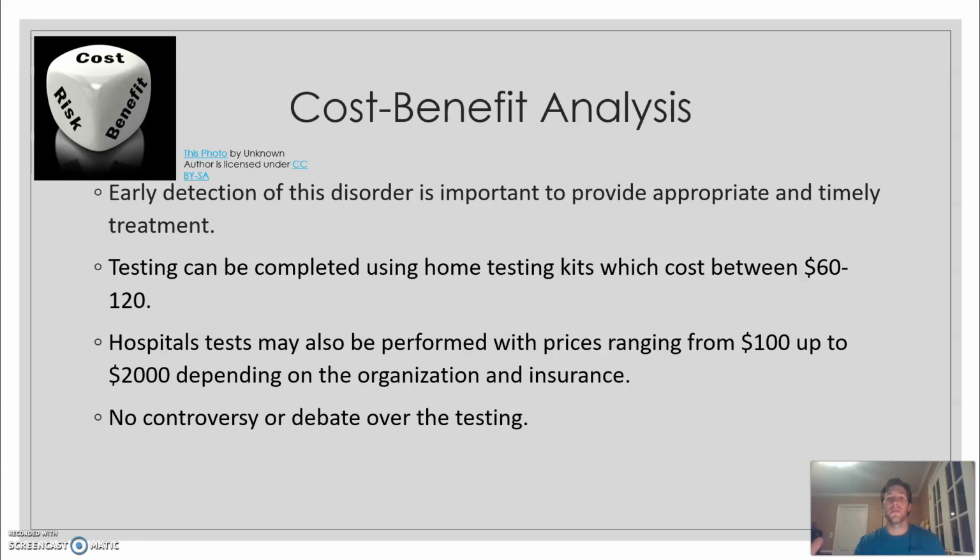So, what's the cost-benefit analysis here? We always want to know. It's pretty important. Obviously, it's mandated, but it's important to have early detection of this so that we know and can provide appropriate treatment for the individual. Those at-home tests can be sent off, and they cost between $60 and $120, relatively cheap. However, in a hospital setting, prices are going to be higher. Price ranges from $100 to $2,000, depending on the organization and the insurance that you carry.